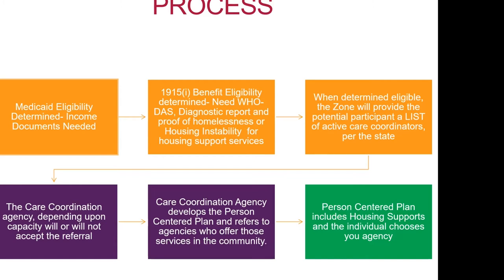So now the zone's job is done. We switch from the orange to the purple, because at that point it becomes the care coordination agency. The care coordination agency will be doing the assessment. They will be doing the person-centered plan. They develop that plan, and then they look at, okay, of the, I believe it's 12, 1915i services, this is the service mix, the service package that this individual needs in order to be successful living in the community. Then they look at who offers those services nearby to assist the individual. So the care coordination agency develops the person-centered plan, then they make the referrals to those who deliver the direct care services beyond care coordination.